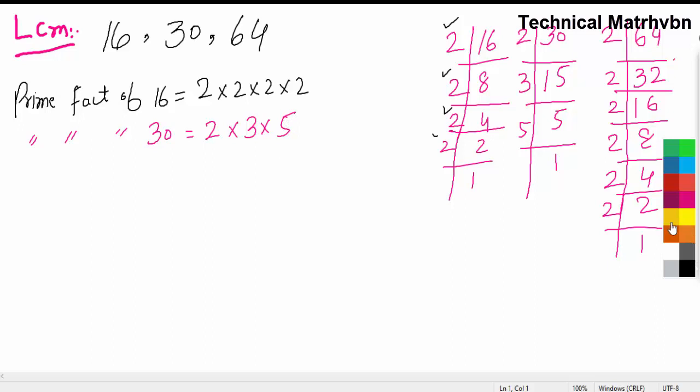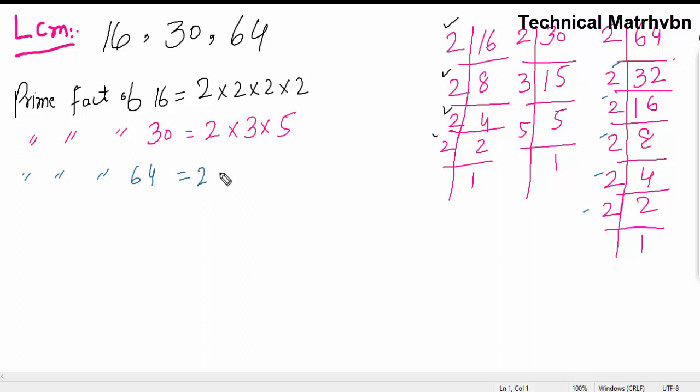Now prime factors of 64: 2 six times, 2 multiply 2 multiply 2 multiply 2 multiply 2 multiply 2, that is 1, 2, 3, 4, 5, 6. Now we have to separate the common factors.